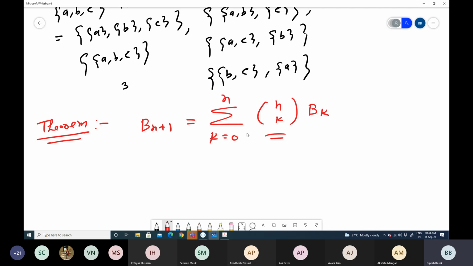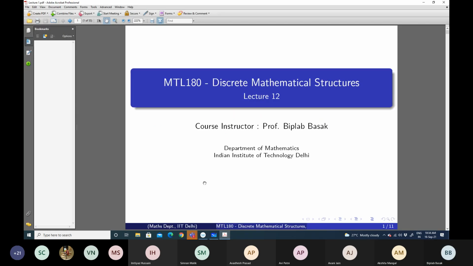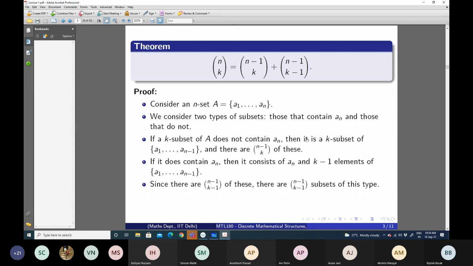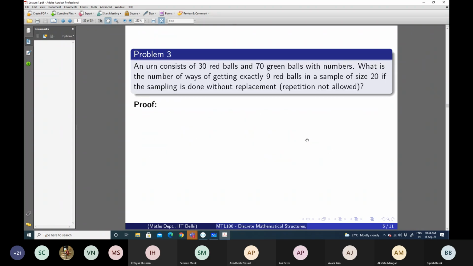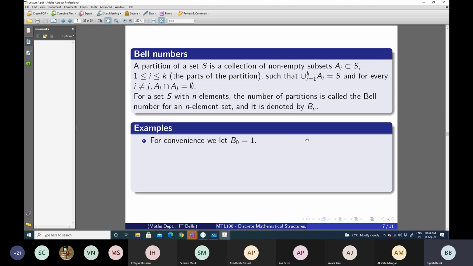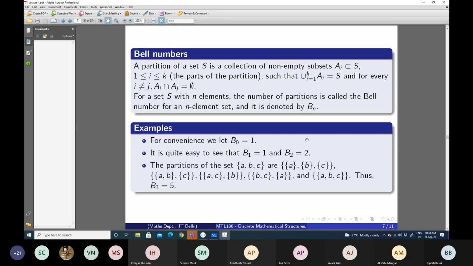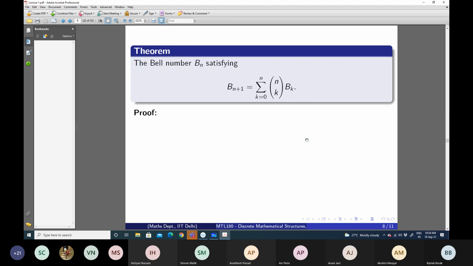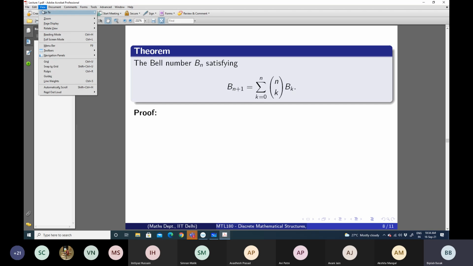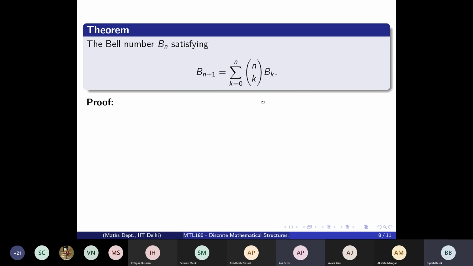I have slides, so I think it is better to show this in terms of slides, as it will save time. Otherwise, I have to write each and everything. I will send you these slides as well. Now can you see that screen? Yes, sir. The slide is visible.